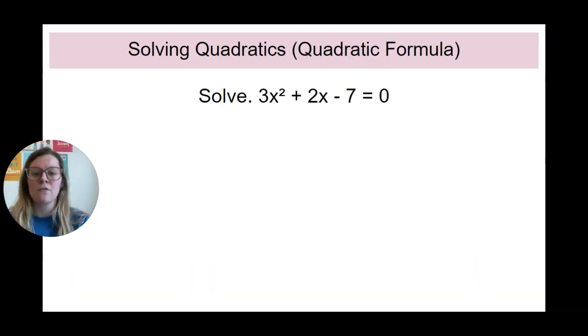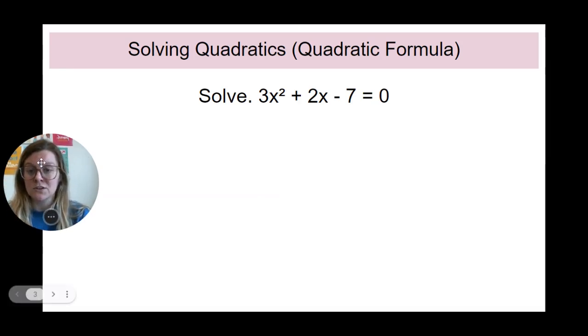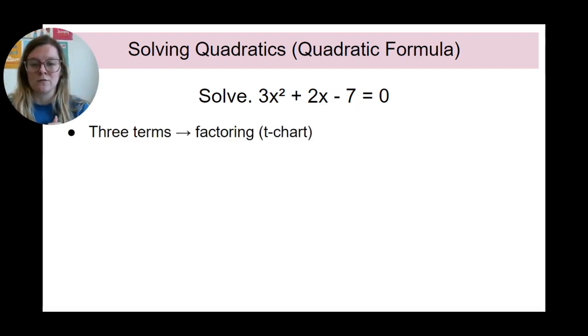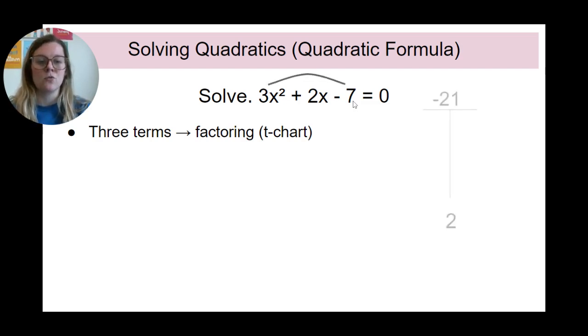This says solve 3x squared plus 2x minus 7 equal to 0. It's already set equal to 0, and I notice that it's in standard form. It has the x squared, the x, and the number, so I'm going to try to factor it first using my t-chart. I'm going to multiply the first times the last. That would give me a negative 21 on top.